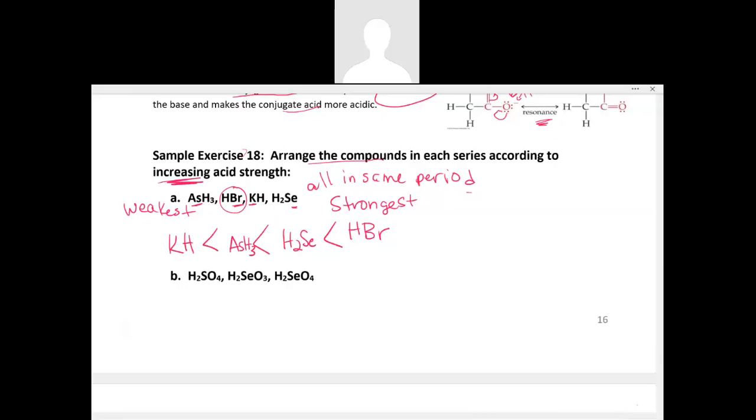All right, so let's take a look at example B here and see if we can use similar rationalization. These look pretty similar, except we have different numbers of oxygens, and then we have sulfur and selenium here as our central atom. Remember, always check for any strong acids in a question like this. So we're going to put sulfuric acid all the way over here, automatically as our strongest. And then we can check the number of oxygens, and since we have a different number of oxygens, we're going to put the one with the higher number here: H2SeO4, and then our weakest acid in this series is going to be the H2SeO3.